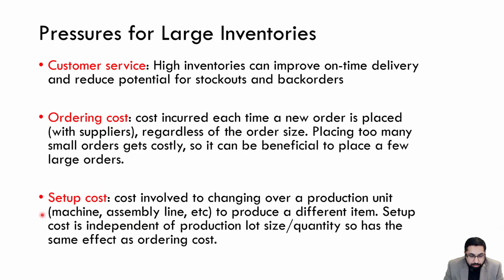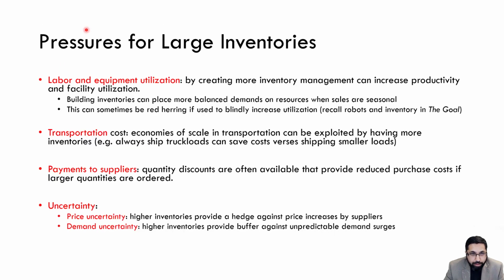If you are producing a component, there's setup cost. You might have to reset your equipment, change over to produce component A, and then you have to change over to produce component B. Because the changeover costs you money and time, you want to do fewer changeovers, which means you want to produce in larger batches. The larger the batches you produce in, the more inventory you will have, so that also leads to pressure for larger inventories.